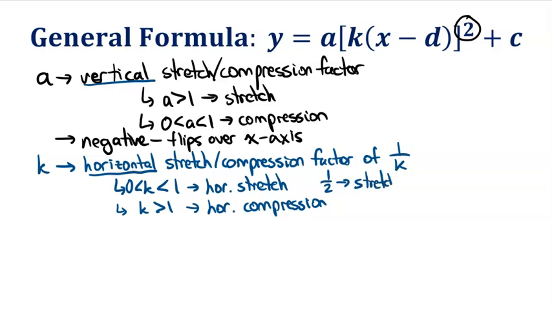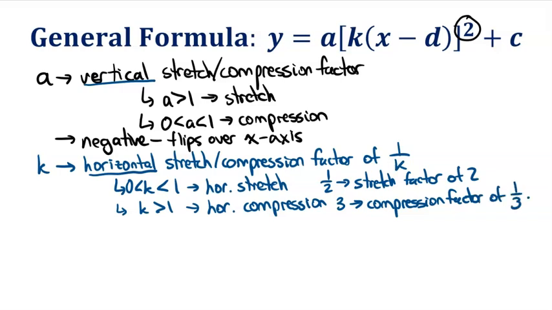If the k value is a half, that means that the factor is 1 over a half, and 1 divided by a half is equal to 2. If the k value is 3, that is a horizontal compression by a factor of 1 over 3, the reciprocal of whatever we have as our k value.